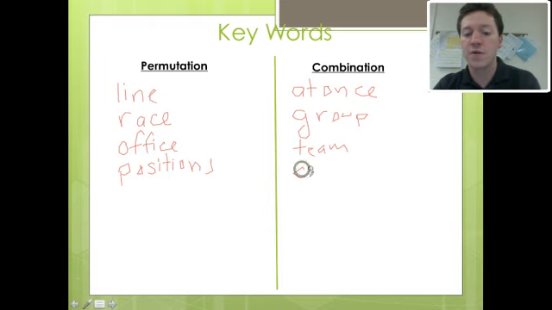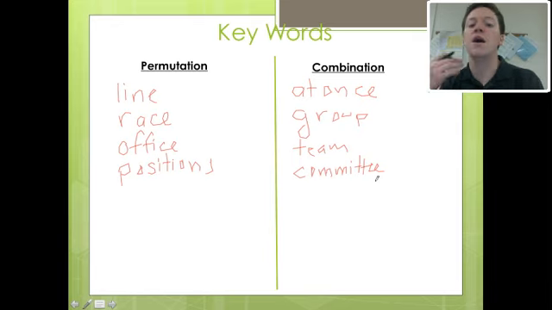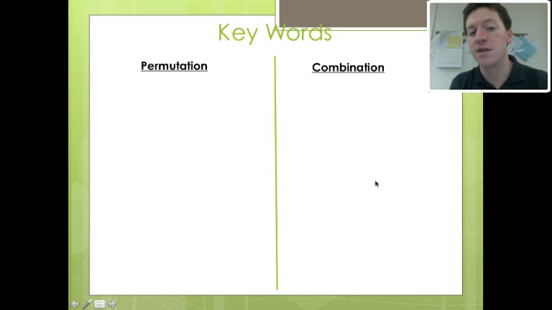A committee would be another keyword, and clearly my computer is having some trouble. It's having some lag here. So if you're picking a committee, though, that's another situation where the order does not matter. They're all on the committee.